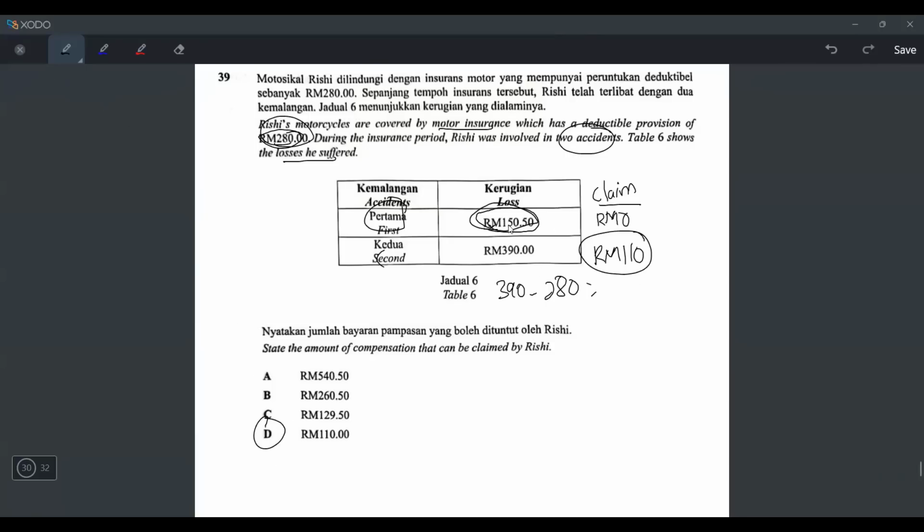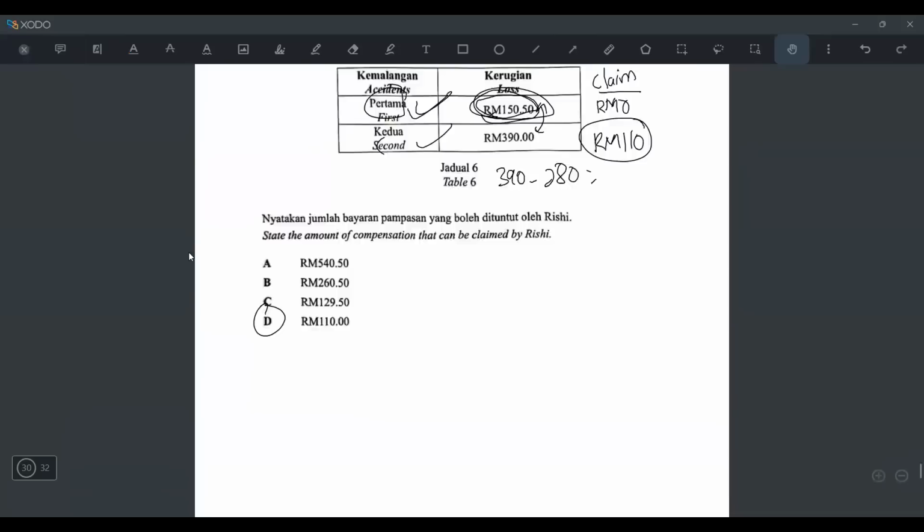But I want to point out one thing. You cannot take these two, add them together, and then minus. Cannot. Because this is the first accident, this is the second accident. It's not happening at the same time. So calculate separately. The first accident, calculate separately, the second, calculate separately. You cannot just add them together and do it together.